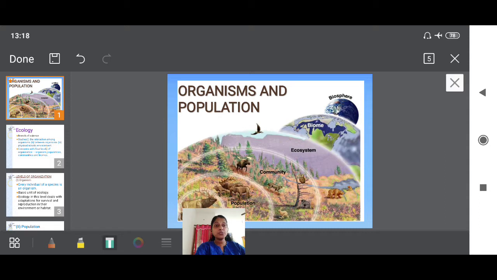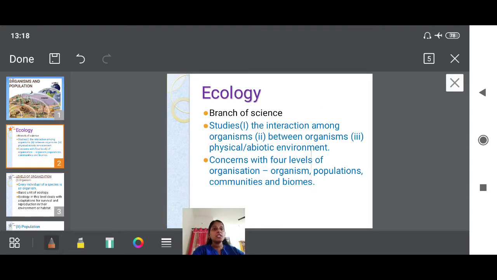Today we are moving into a new chapter. The name of the chapter is Organisms and Population. Organisms and Population is the name of the chapter which we are moving into. Clear? Now, to start with, what is ecology?